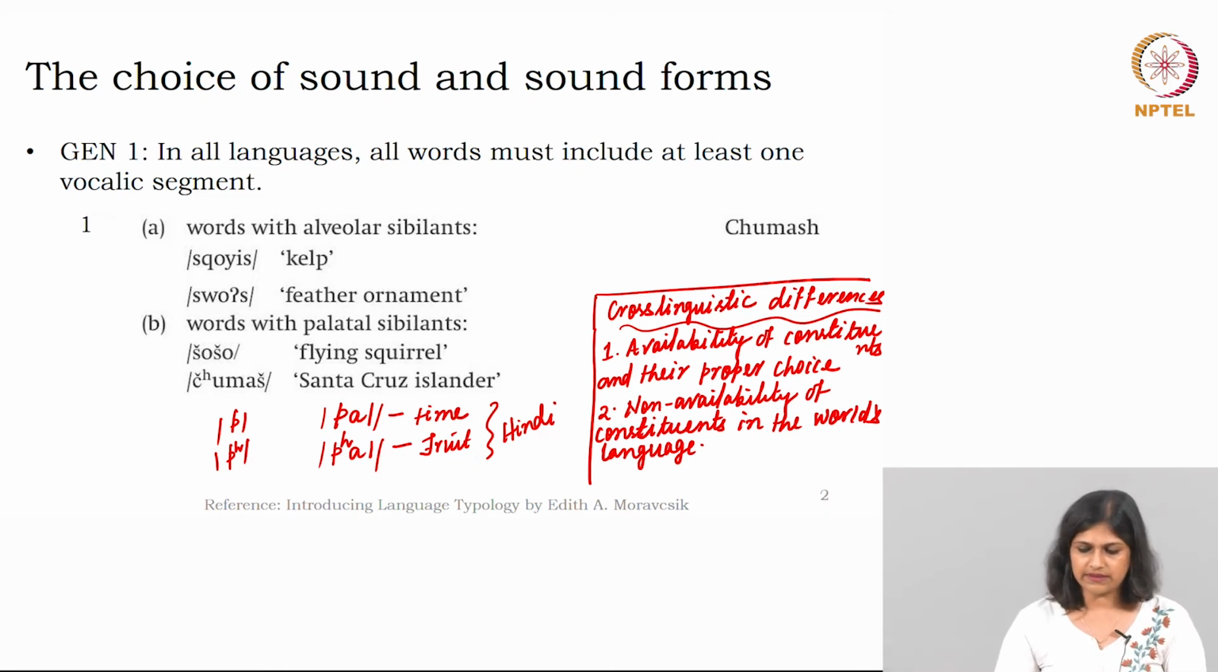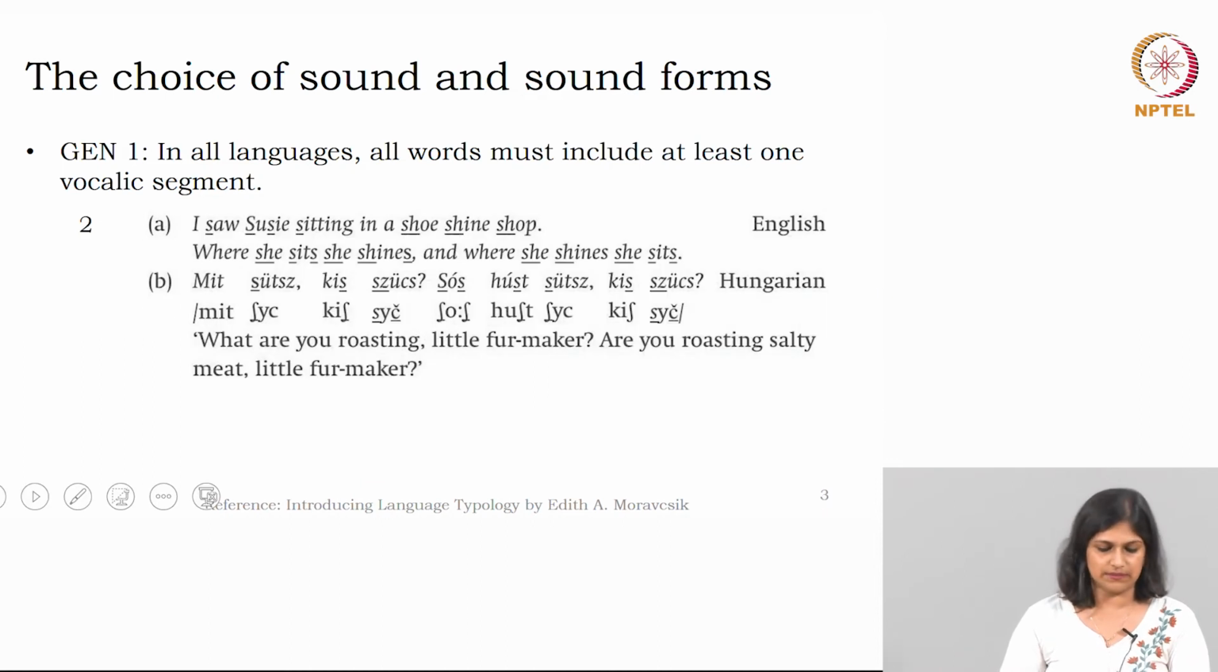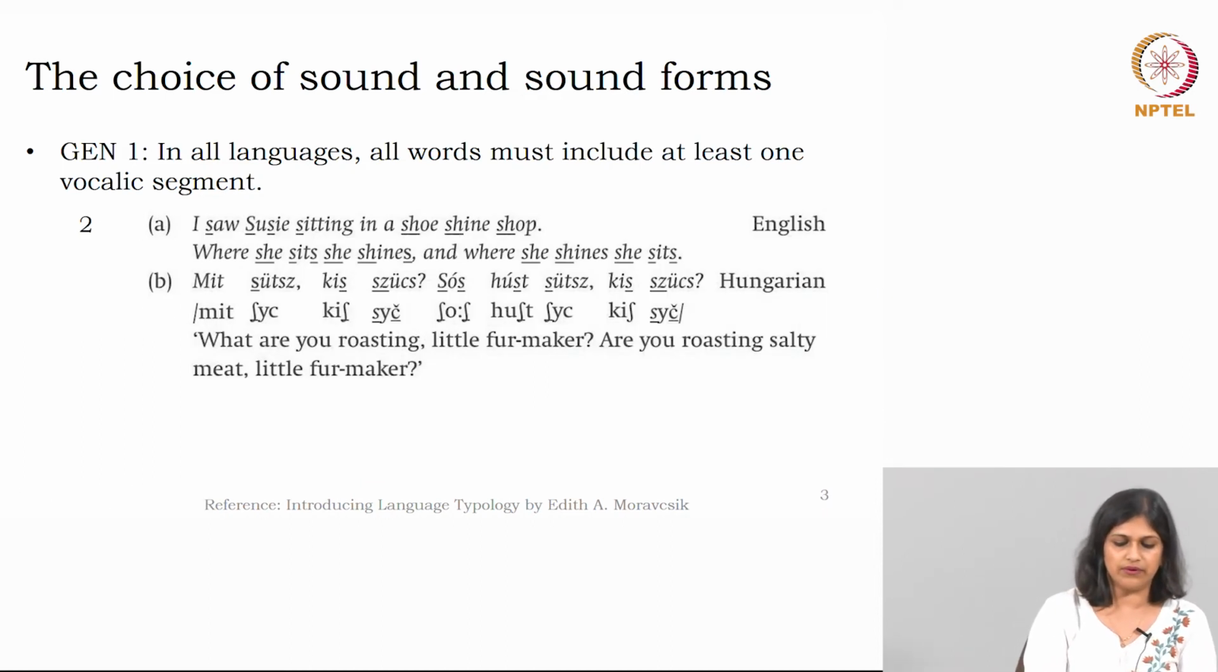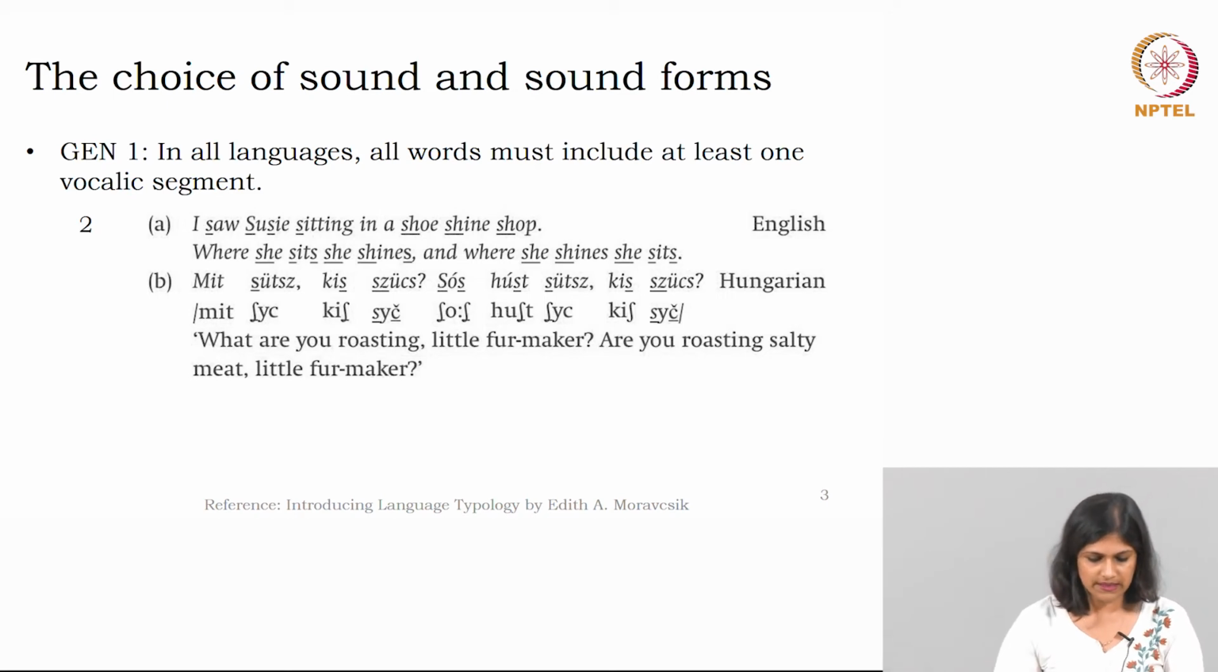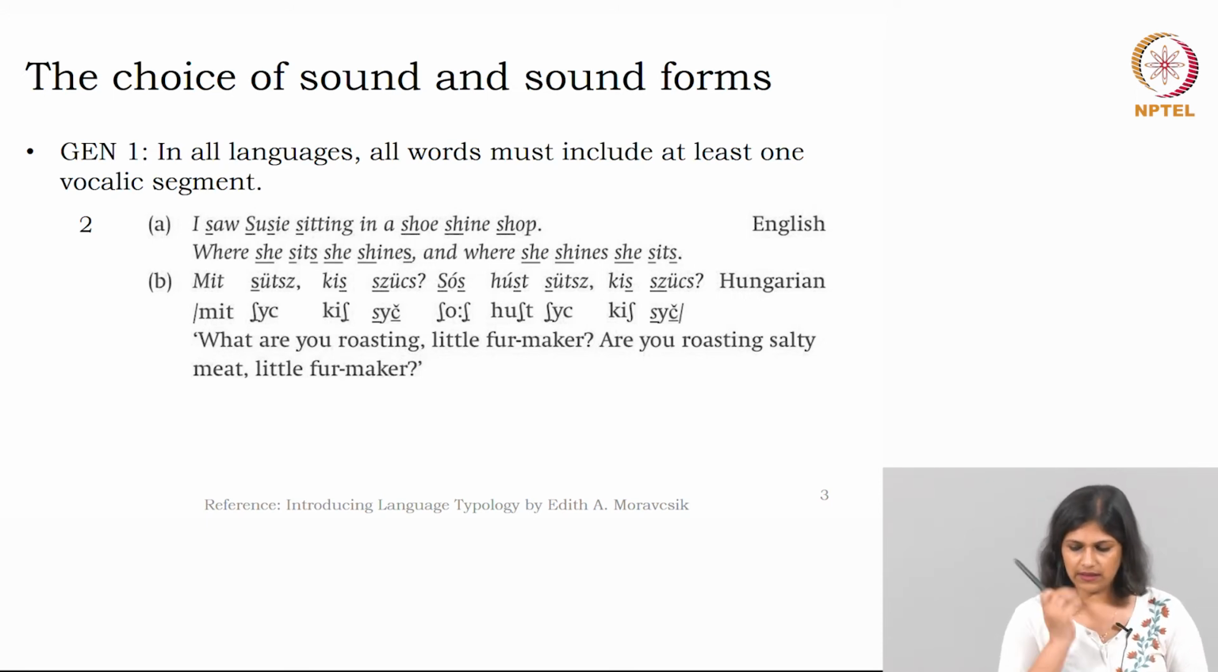For example, in a language like Chumash, you will have words with alveolar sibilants. If you look at the phonetic representation, there is an O kind of sound, which is a syllabic or vocalic one. The words which have the palatal sibilant, the example in B, also have the O kind of sound. Same is the case with the other language.